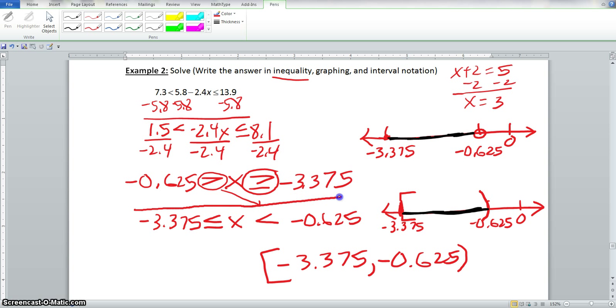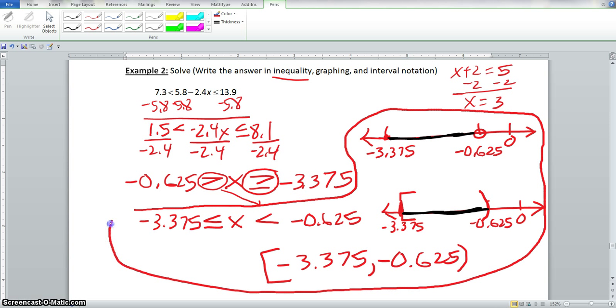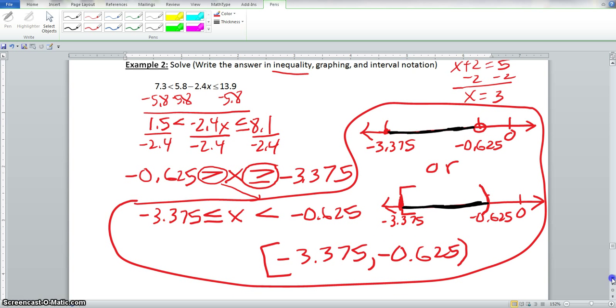I'll just circle all of them. These are your final answers. This is your inequality. Depending on what graph you're using, you either have to use the closed circle, open circle, or the bracket and parenthesis, and then also the interval notation. So this is your final answer for this problem.